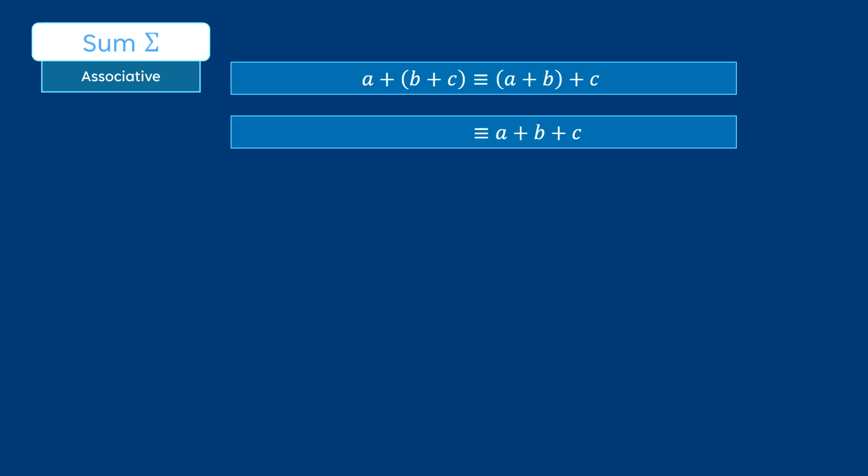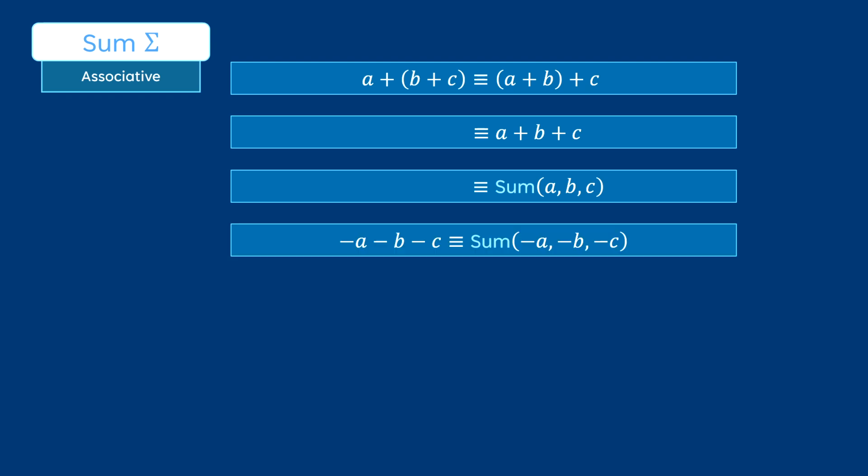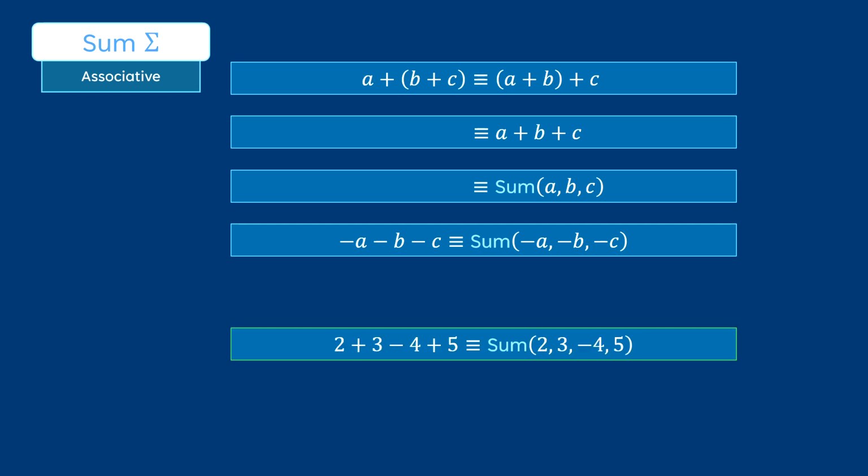But really for us, that means that we can remove the brackets. Or we can think of it as a single function. It's the sum of 3 values here. And wonderfully, we can also include their inverses. So instead of thinking of it as a new function, we can think of subtracting these values as the sum of the negatives. So what does that mean for our original expression? It means we can think of that calculation as a sum of 2, 3, negative 4, and 5.